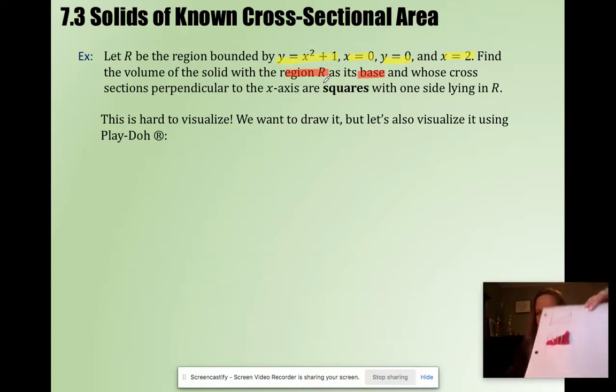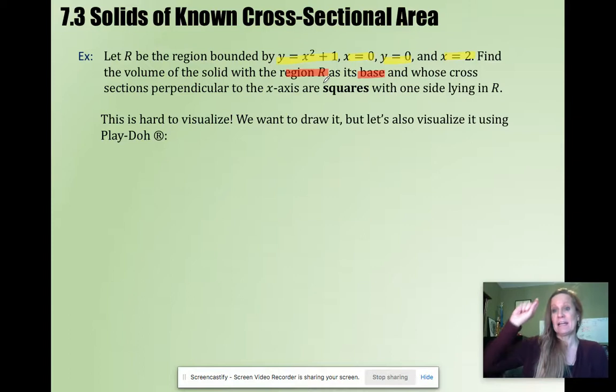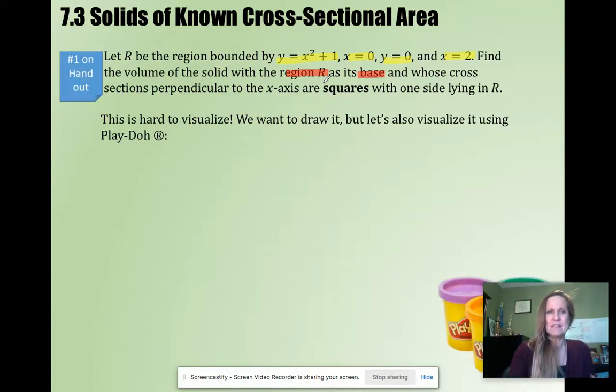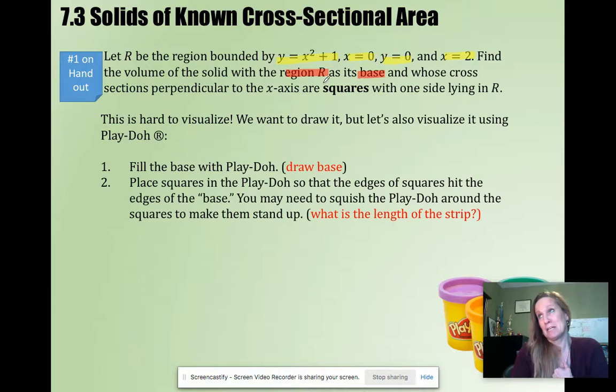And then I would have a solid, right? It would be a three-dimensional solid whose base is the Play-Doh and whose height comes from differing heights of squares. So that's what we did here. This is number 1 on the handout. Everybody got Play-Doh. We filled the place, I just did it for you. Placed a square in the base.